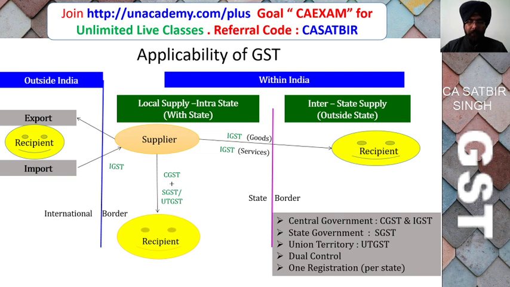So there are union territories with a legislature and without a legislature. Delhi and Puducherry are union territories with a legislature, so in that case there is a state GST Act. But in case of Chandigarh, there is no state legislature, so in this case the Union Territory GST Act will apply. When transactions are supplied from one state to another state, whether goods or services are supplied to a recipient who is outside the state, IGST has to be paid.